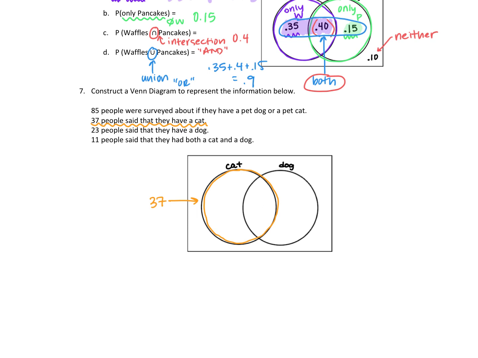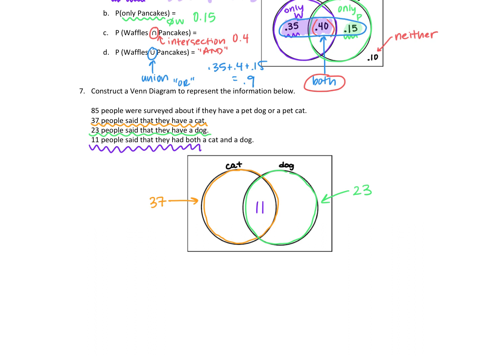The next statement says that 23 people said they have a dog. That's referring to the dog circle, the second one. But again, I don't know how many of those 23 have both a cat and a dog, and how many have just a dog, so I'm going to refrain from filling in the specific subcategories within the dog circle. That is until I read the next statement, which says 11 people said they had both. I know the both category is in the middle, so I can for sure put 11 there.